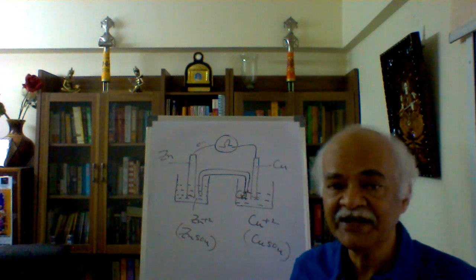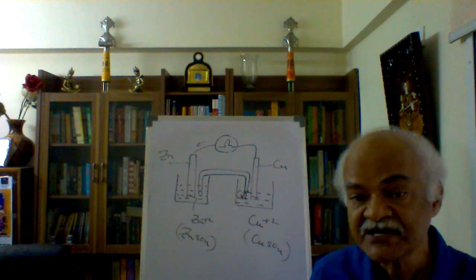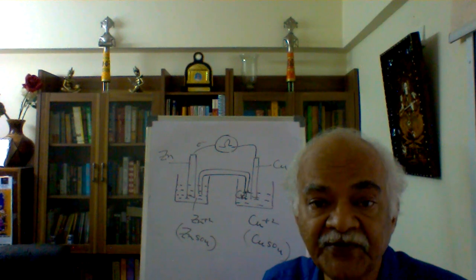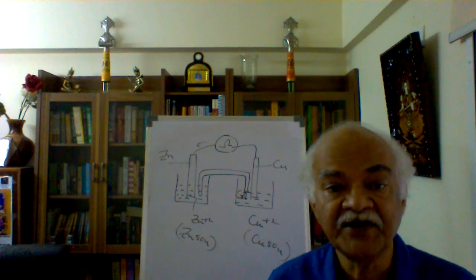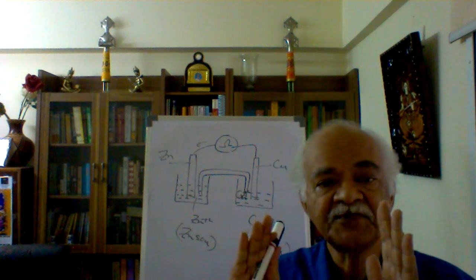That means what am I doing here? Am I not creating electric current here? Do you understand the importance of electrochemistry purely from an application point of view? I am converting chemical energy to electrical energy. That is the principle of the galvanic cell.